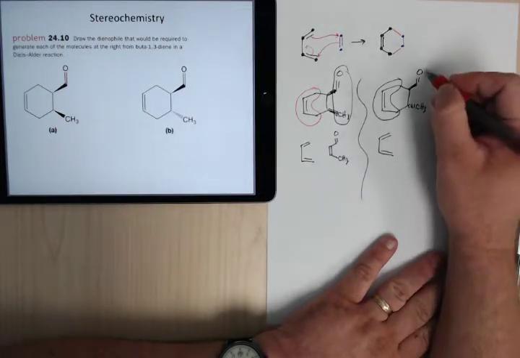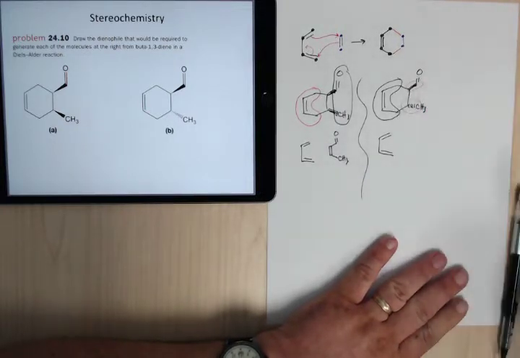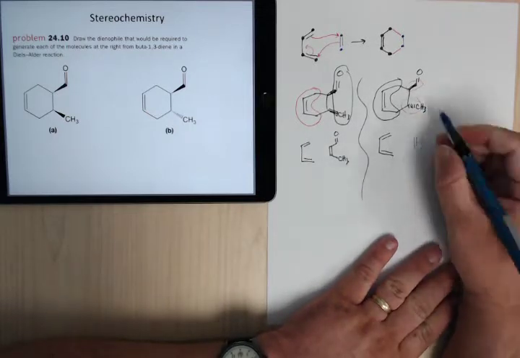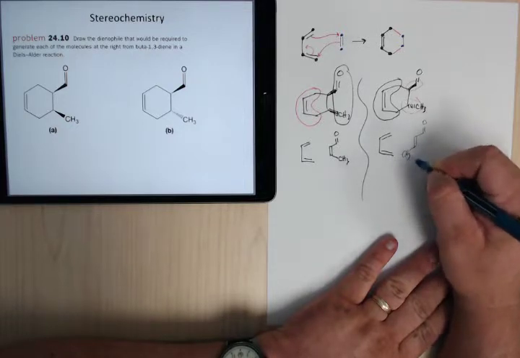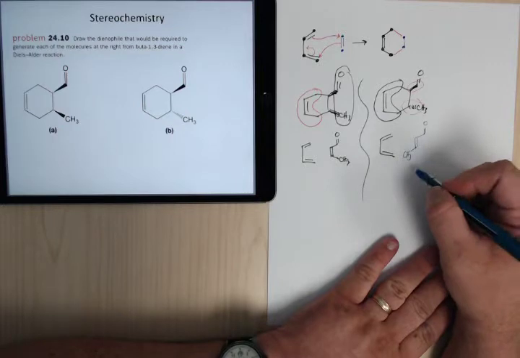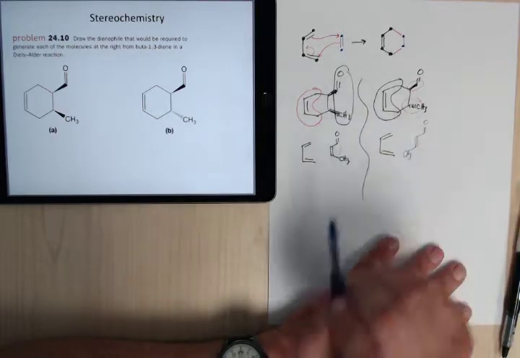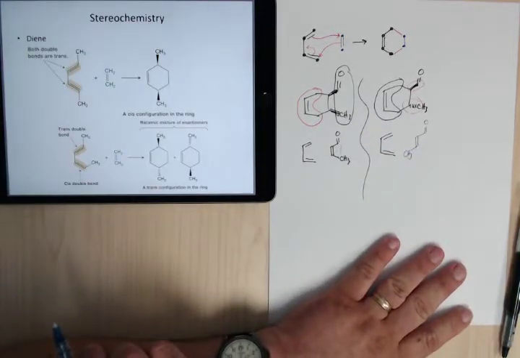But notice how these are on, one's on a wedge, one's on a dash. That means that the diene, one of them is going to be on this side, the other's going to be on the opposite side. So it's more of a trans configuration. This is because they're both on wedges.